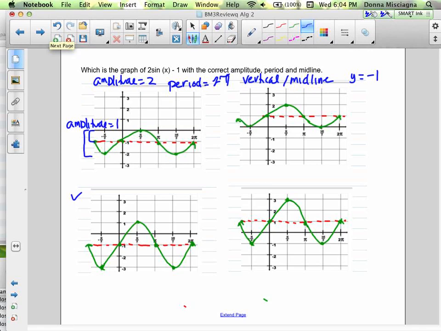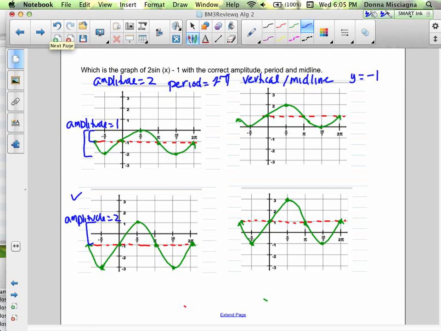Let's look at the next one. All right, so here we have our midline, and let's just go from the midline to the upper value. So this would be the amplitude from the midline to the maximum, or the midline to the minimum. And that's a difference of 2, so that's an amplitude of 2. And this is the only graph we have left, so we better hope the period is right.